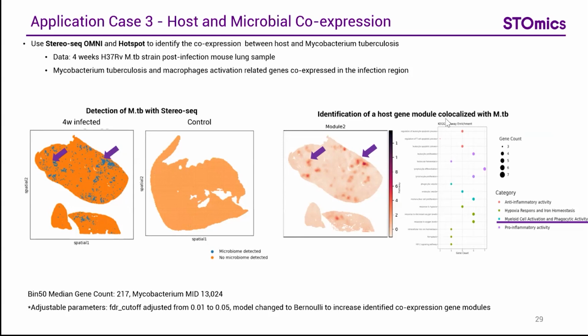Meanwhile, due to the sparse expression matrix, I attempted to adjust the FDR cutoff to 0.05 and change the model from a normal distribution to a Bernoulli distribution to better adapt to the characteristics of the sparse matrix.